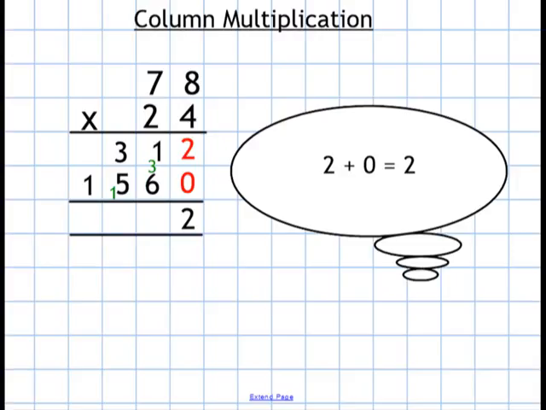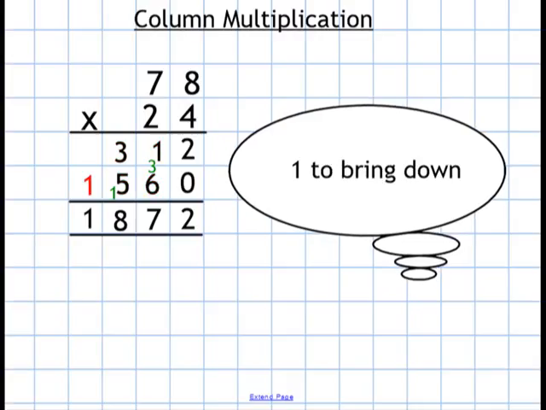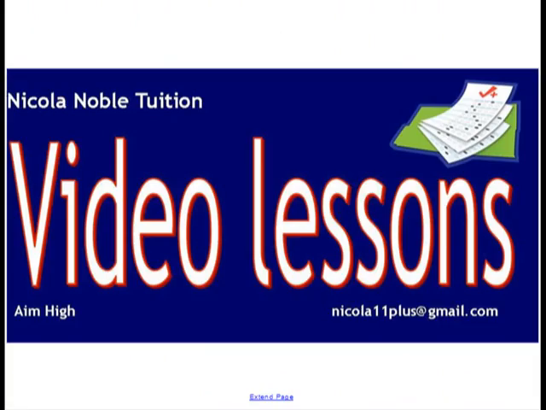Okay, now I just need to add up my two rows. So 2 plus 0 is 2. 1 plus 6 is 7. 3 plus 5 is 8. And I've got that 1 there to bring down. So 78 times 24 is 1,872. Thanks for listening.